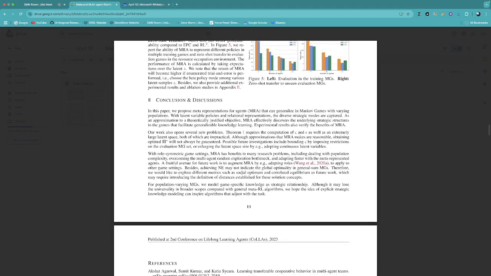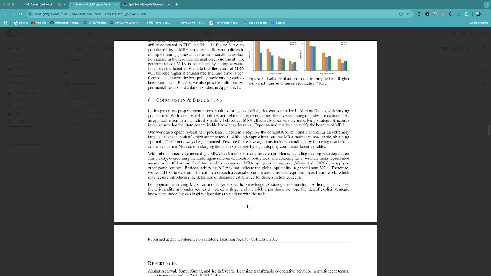So the conclusions are as follows. In this paper, we propose meta representations for agents that can generalize to Markov games of varying populations. With latent variable policies and relational representations, the diverse strategic modes are captured. As an approximation to a theoretically justified objective, MRA effectively discovers the underlying strategic structures in the games that facilitate generalizable knowledge learning. Our work opens up several new problems.